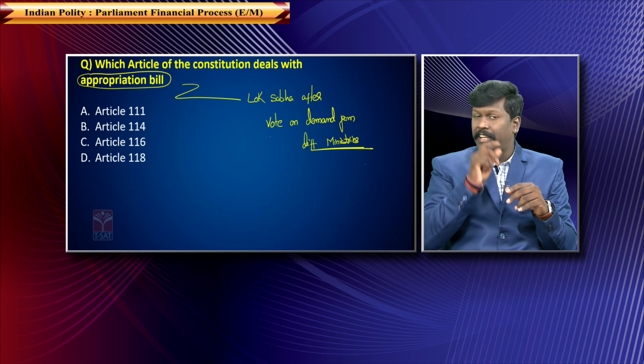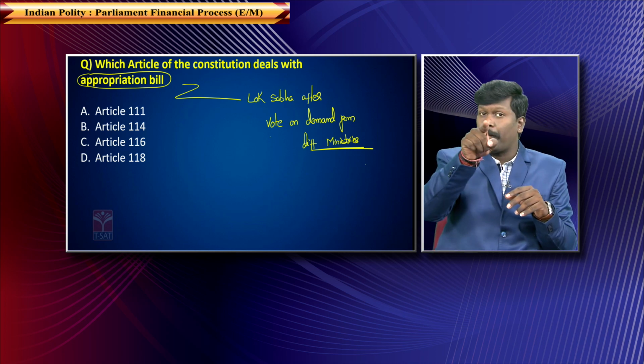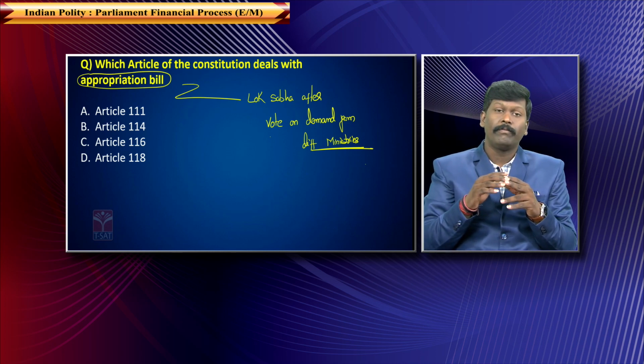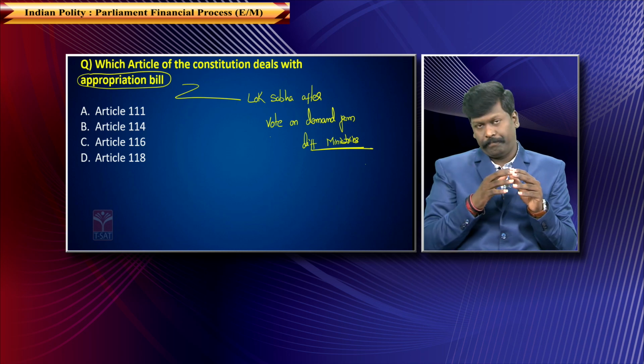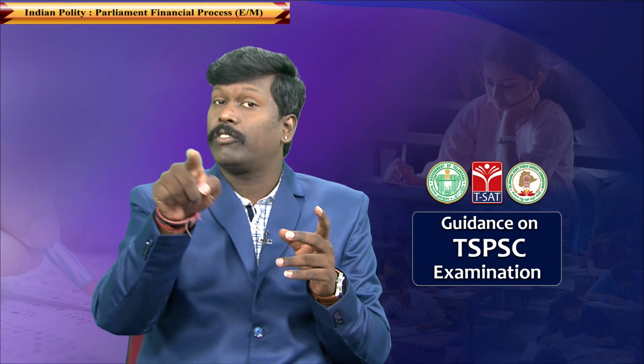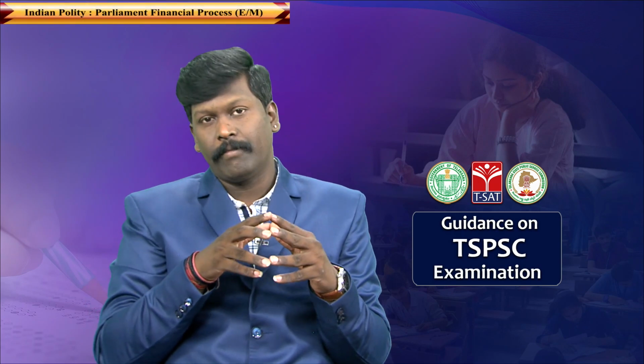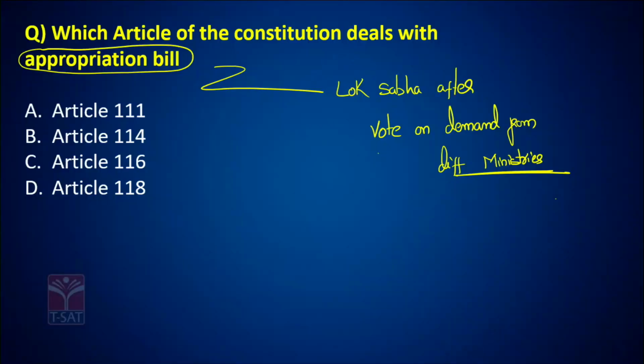Appropriation bill is passed in Lok Sabha only, remember this. Within 75 days from the appropriation bill, you need to pass a financial bill, and when you pass this financial bill within these 75 days, it is said that the budget comes into force in a full-fledged manner. Now, which article deals with appropriation bill is my question.